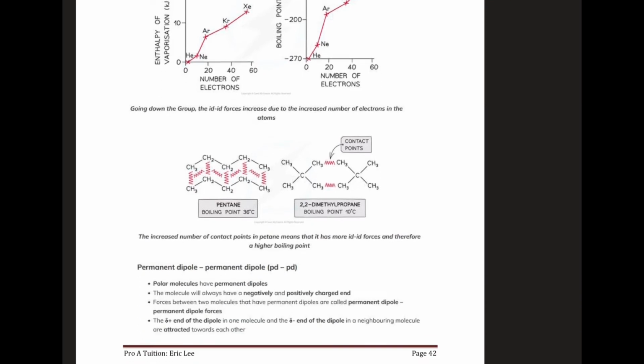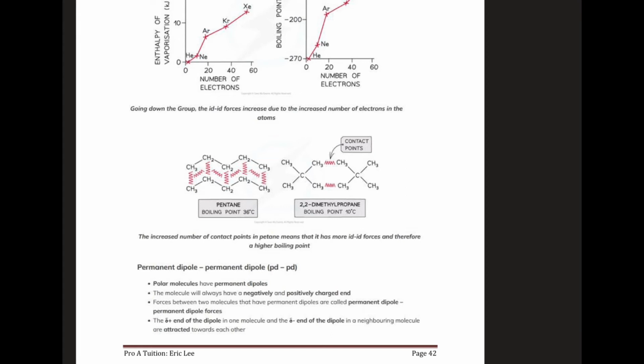Okay, next one. This is what I mentioned just now. This one has linear shapes, so more places to form the Idid forces. This is pentane, the one with a spherical shape. With a spherical shape there are fewer contact points, so it has a lower boiling point. This one has a higher boiling point. So the shape of the molecules has an effect. But remember, the main factor is still the number of electrons. The shape is the secondary factor.